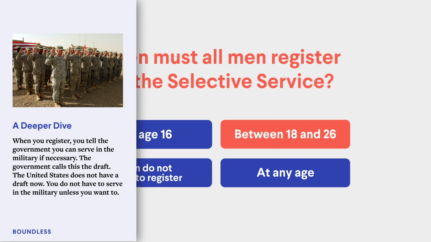The government calls this the draft. The United States does not have a draft now. You do not have to serve in the military unless you want to.